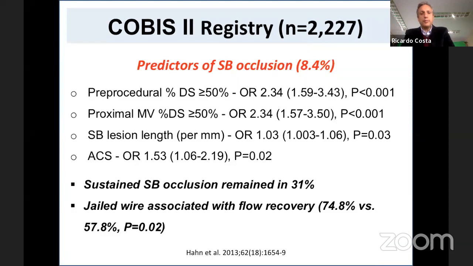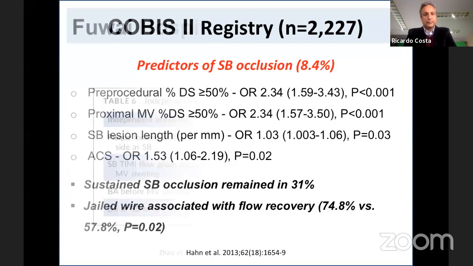The data from the COBIS-2 registry, more than 2,000 patients, predicted side branch occlusion, which occurred in 8.4% of cases: also pre-procedure diameter stenosis, a proximal main vessel diameter stenosis, the lesion length in the side branch, and also ACS as a clinical presentation.